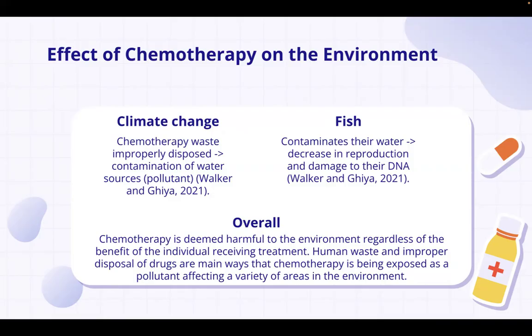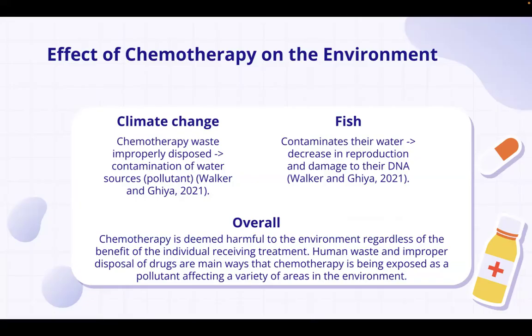It contaminates the water, so it affects the fish, and it decreases their reproduction rate in the sense that it damages their DNA, so it goes into their offspring. So overall, chemotherapy is deemed to be harmful to the environment, regardless of the benefit to the individual receiving the treatment. So human waste and improper disposal of the drug itself are many ways that chemotherapy is being exposed as a pollutant, affecting a variety of areas within the environment.